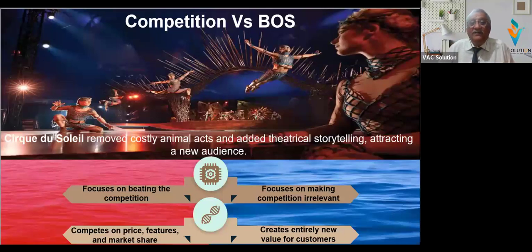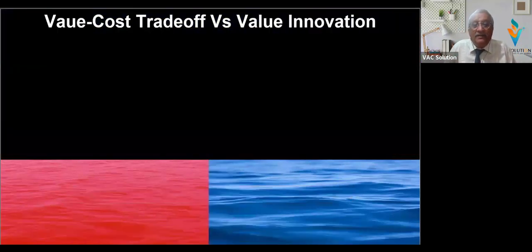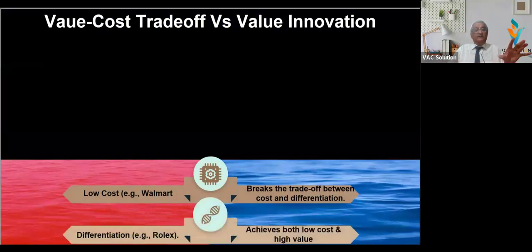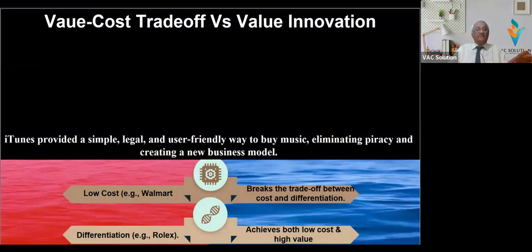This is what is circus. Cirque du Soleil. It is Broadway and circus combined. Low cost, that is value cost trade-off versus value innovation. Low cost, that is Walmart. Break the trade-off between cost and differentiation. Differentiation is Rolex. Achieve both low cost and high value.